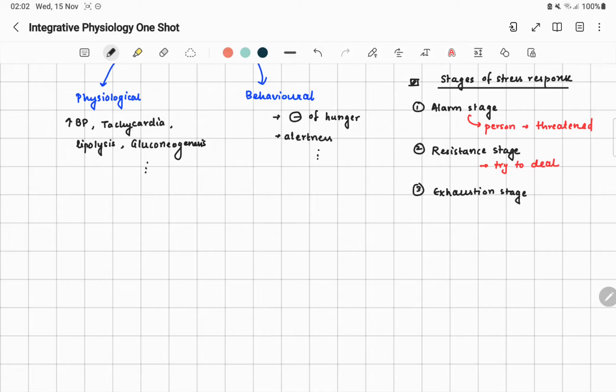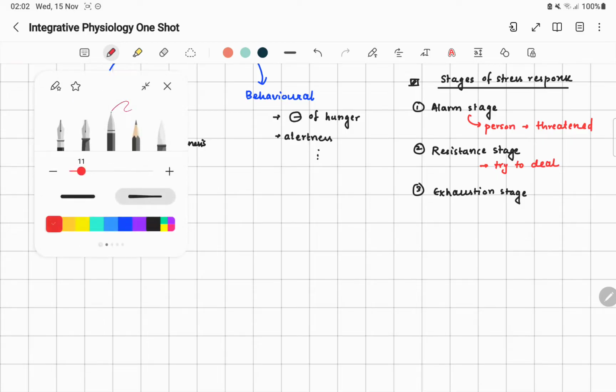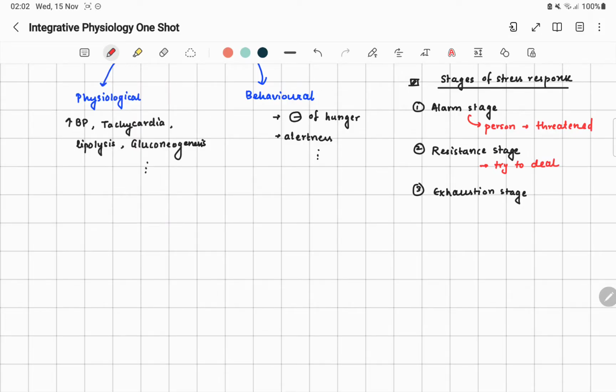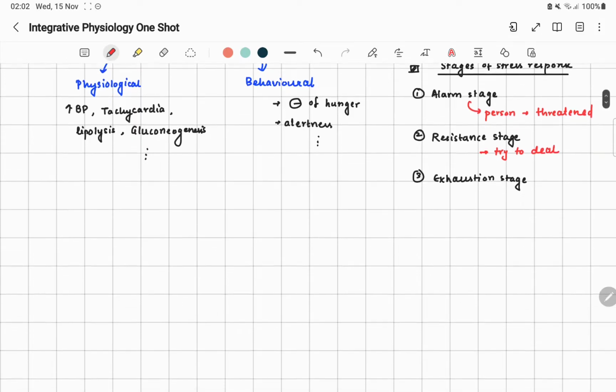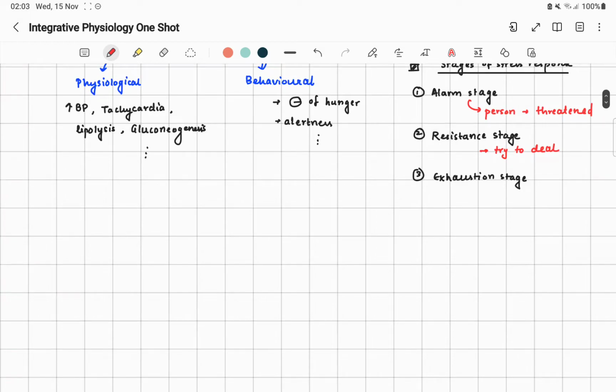If the body is able to deal, then there are only 2 stages. But if the body is not able to deal, all the mechanisms fail, and the body functions get disturbed. Then the body can't deal with stress, and this leads to disease states.